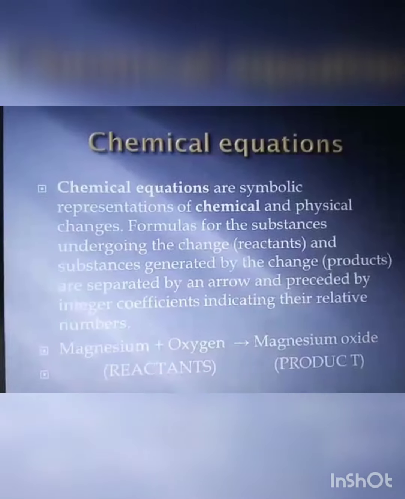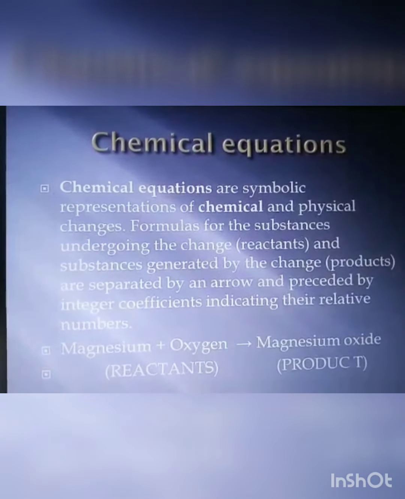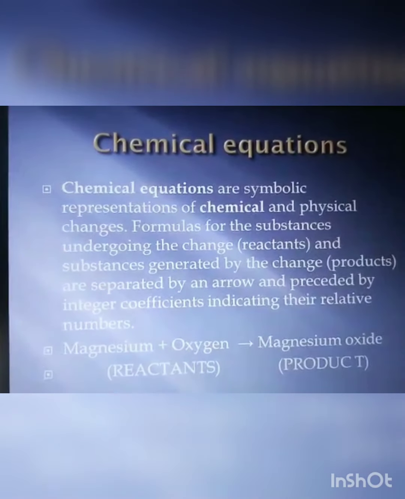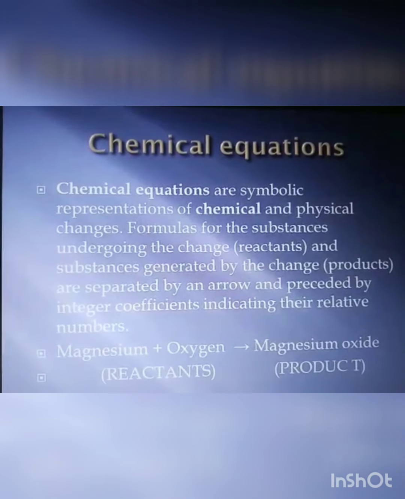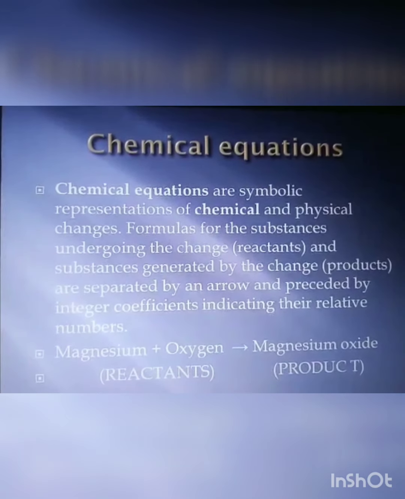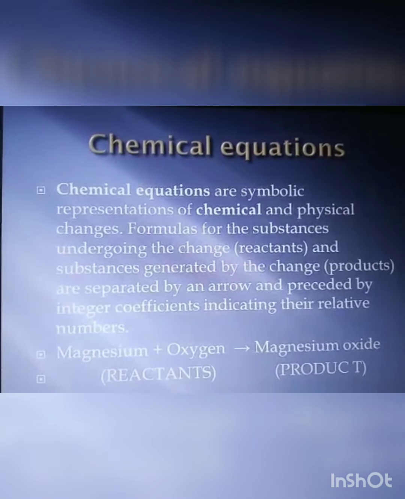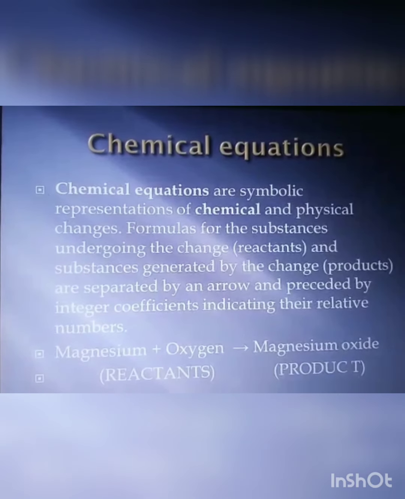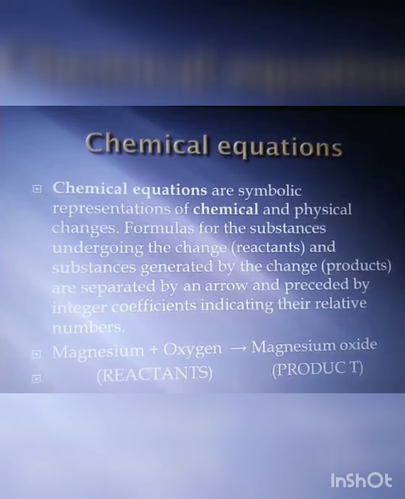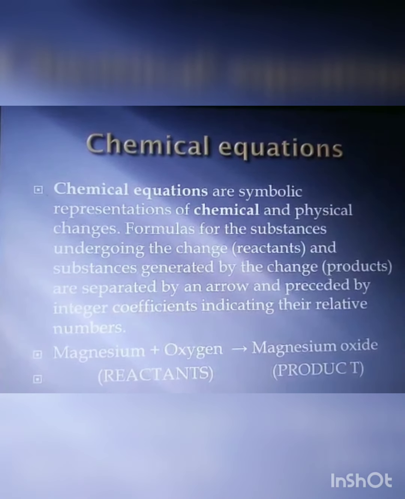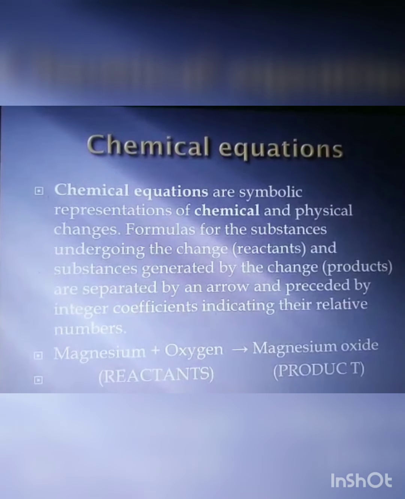Now next is chemical equations. Chemical equations are symbolic representations of chemical and physical changes. Formulas for the substances undergoing the change, that means the reactants, and substances generated by the change, that means the products, are separated by an arrow and preceded by integer coefficients indicating their relative numbers. For this, there is an activity.